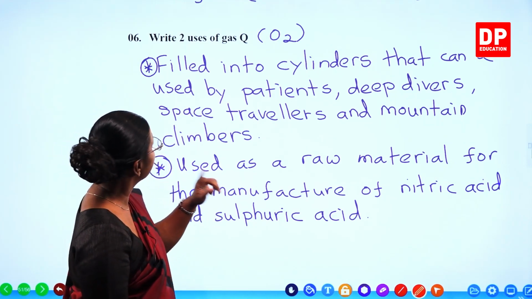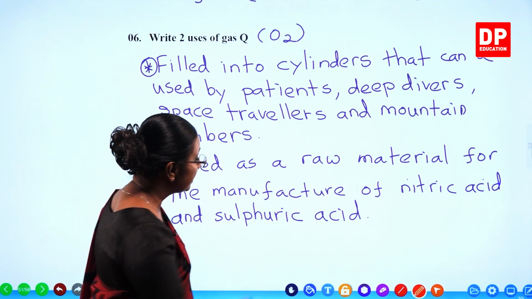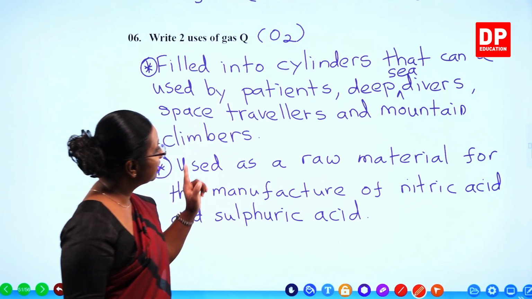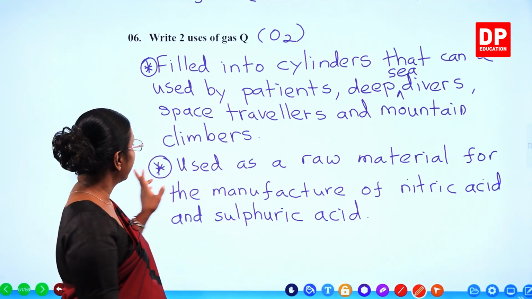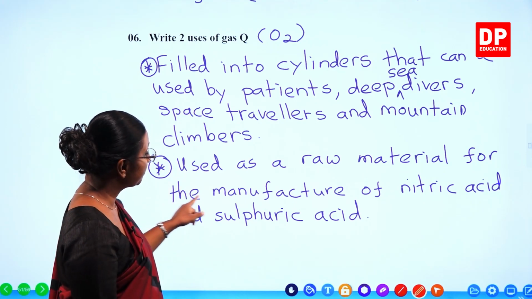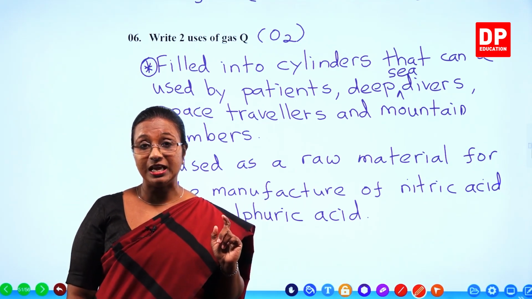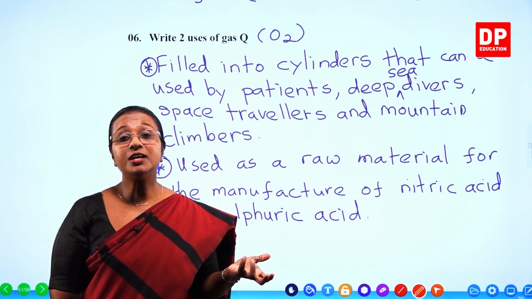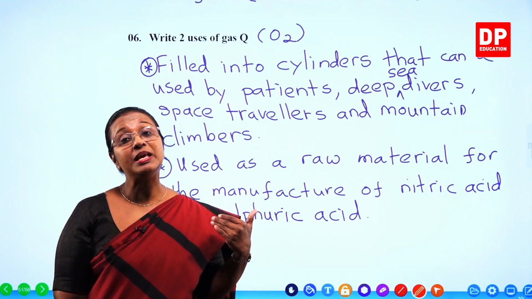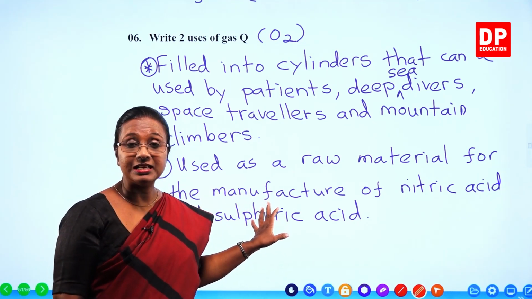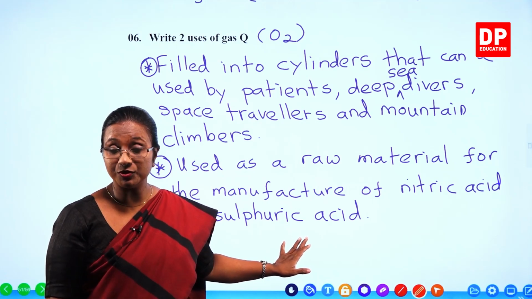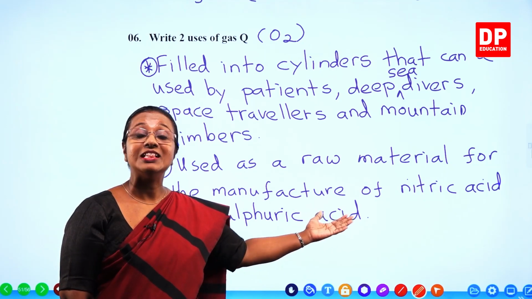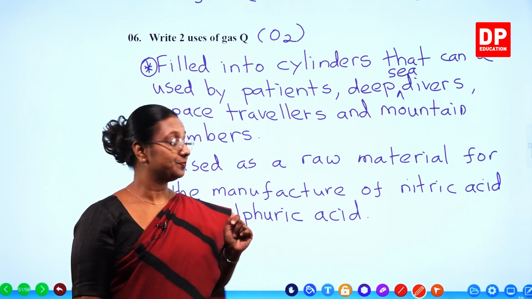Filled into cylinders that can be used by patients, deep sea divers. So here it should be deep sea divers. Then space travelers and mountain climbers. It's also used as a raw material for the manufacture of nitric acid and sulfuric acid. Like this, you can also say about the combustion. It is needed for combustion. Then it is required for breathing. So all those can be considered as uses. You can write any two of those uses. So I am sure, students, you would have written all these answers correctly. With that, I'll move on to the next part.